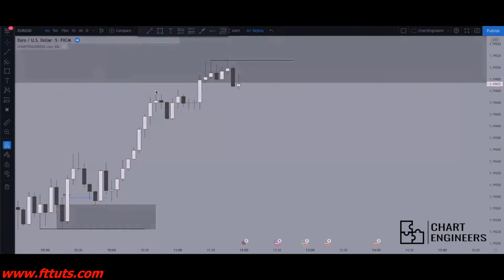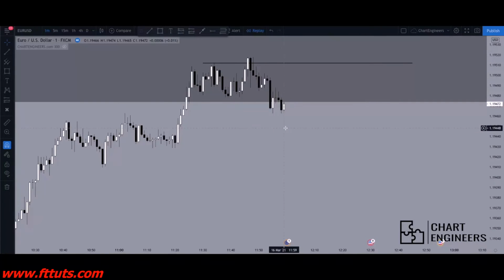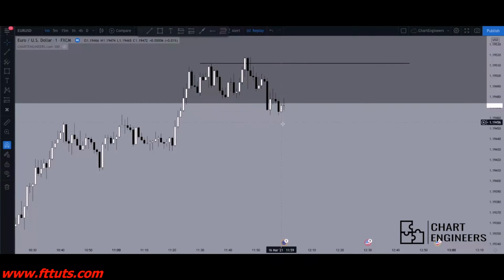So I'd mark out this M5 raid. Then we see here, so it's 12 PM now. Then after the raid, mark out your structure break. So that's a bearish structure break.